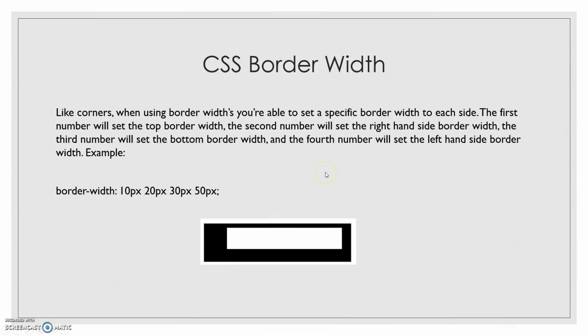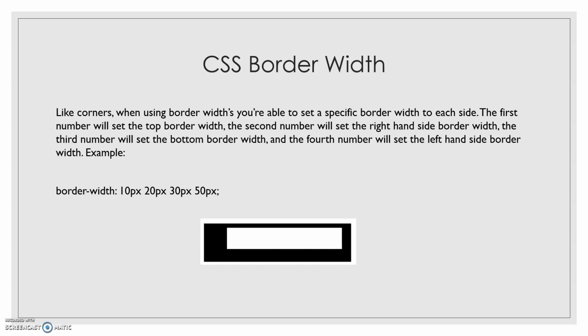Alright, so CSS border widths. So we can change the individual sides of a border's width by using this border width example and using the 4 different values. So like the corners, when using border widths, you're able to set a specific border width to each side. The first value, just like with the corners, we're going to start with the top is going to be your first value. The right hand side is going to be your second value. The bottom is going to be your third value. And the fourth is going to be your left hand value.